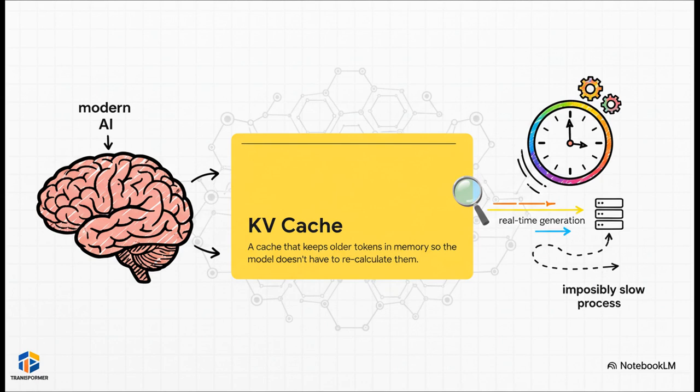You can think of it like a cheat sheet for the model. Instead of rereading everything from the beginning to generate one new word, it stores the essential calculations from the past in a small, fast cache. And honestly, this simple idea is what makes things like real-time chatbots even possible.